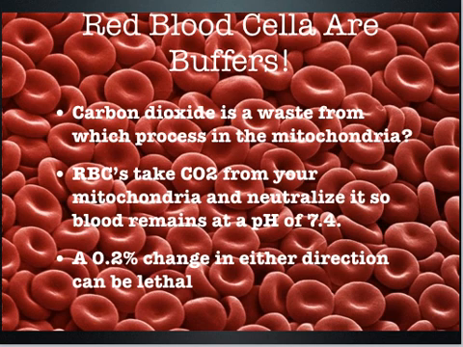Now, we talked about the definition of buffers, and I mentioned in the pH scale slide that there are buffers in your body. Red blood cells are actually buffers. Carbon dioxide is a weak acid, and it's produced in the mitochondria. Do you remember what happens in the mitochondria? What process? Is it respiration or photosynthesis? If you thought respiration, you're right.